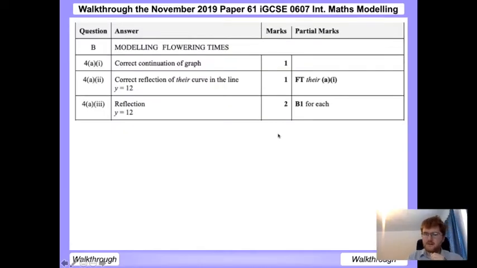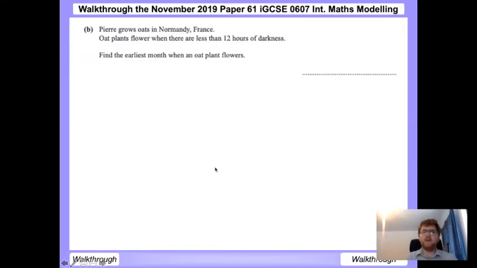Now there's the mark scheme if you want to have a look at it. Pierre grows oats in Normandy, France, and oat plants flower when there are less than 12 hours of darkness. And we want to find the earliest month where this occurs.